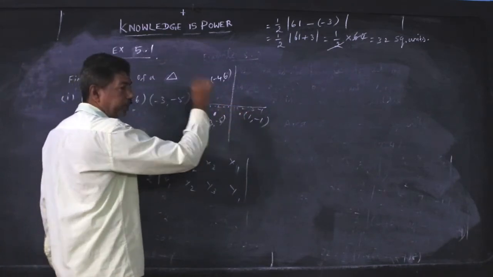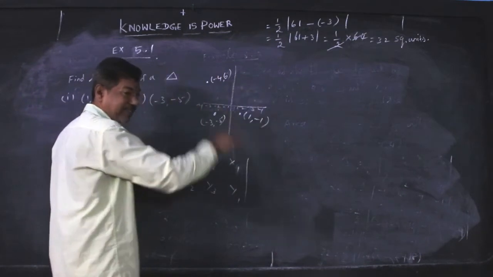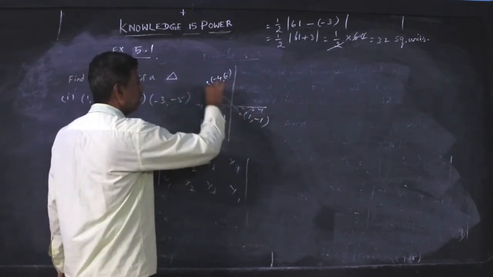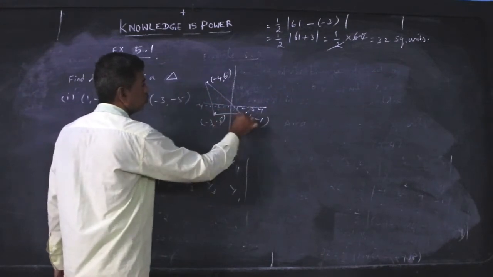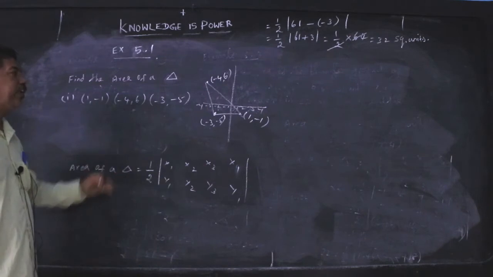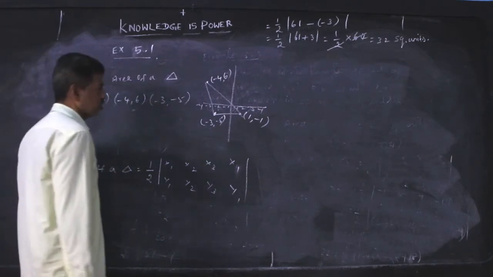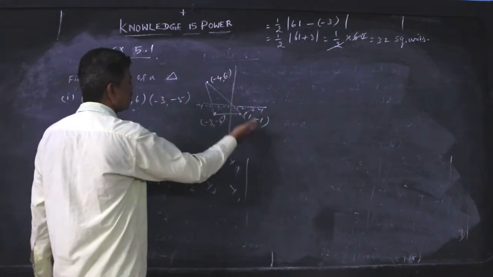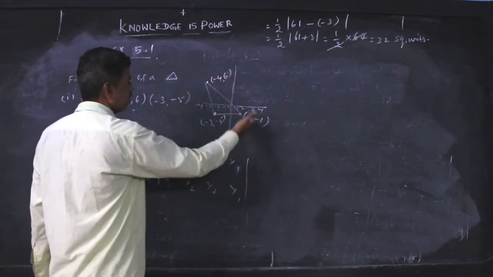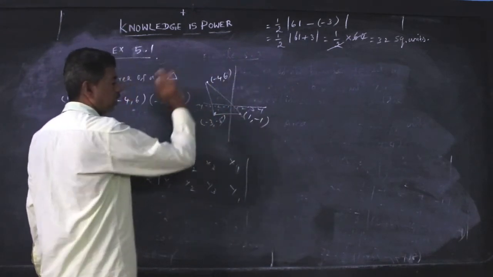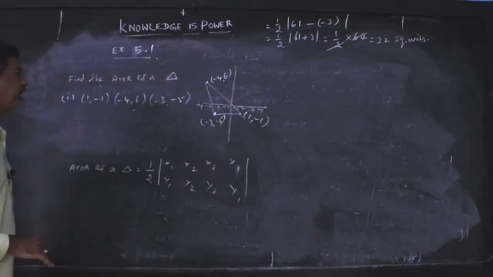Because it is not important where you mark exactly, only the location you are identifying. Now you join these points, so you can take any order, whichever one you take first. Suppose you take this one as first, then second, third, no problem. First, second, third, or first, second, third, no problem. So we can take in any order.